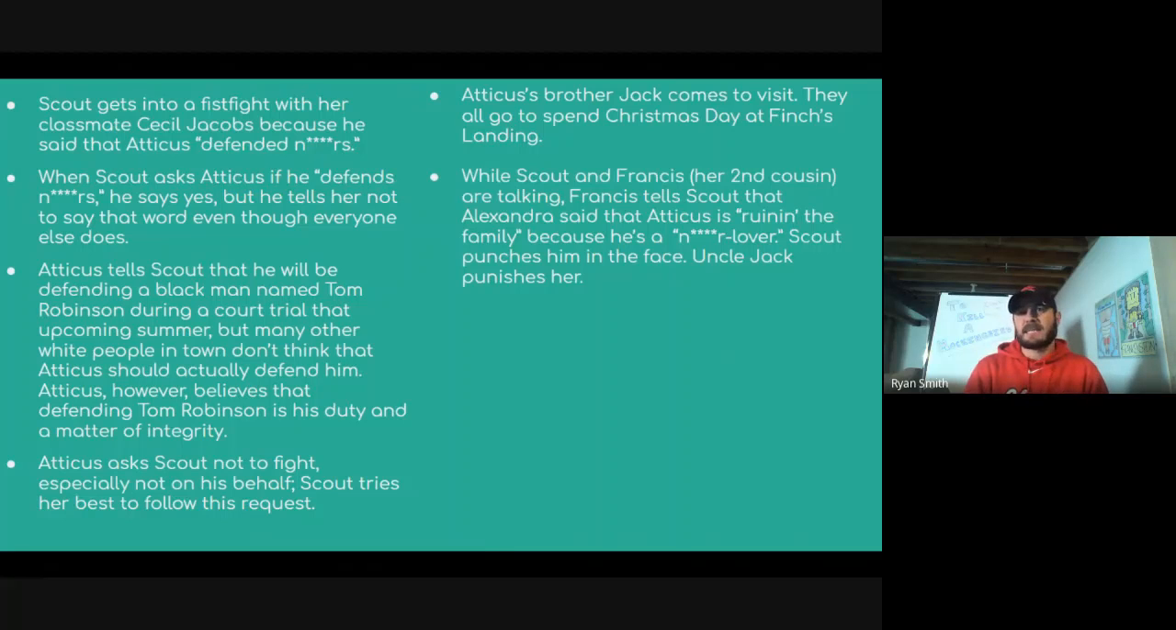And then he starts telling Scout that Aunt Alexandra said that Atticus is ruining the family because he's an N-word lover. Again, using that word, all right? And that word has a lot of connotation behind it. Scout, who had been doing a really good job of listening to Atticus and not getting into fights, when Francis says this, she punches him in the face. It's a very satisfying moment as a reader.